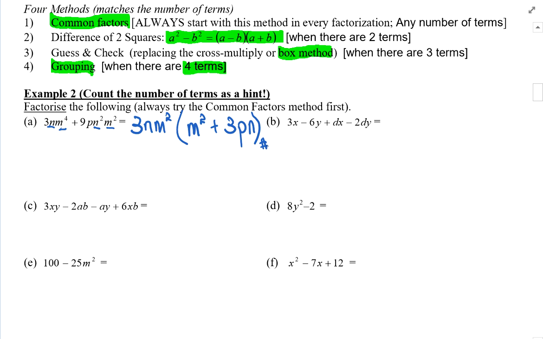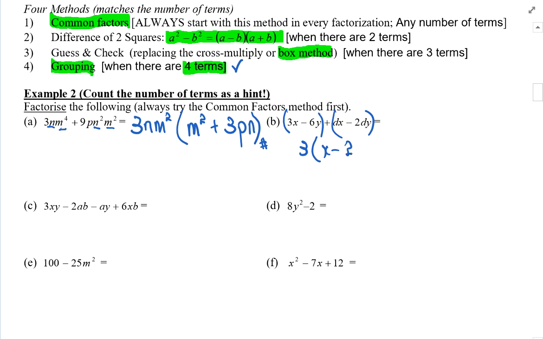Alright, take a look at B. One look across. Are there any numbers that are common? Please don't tell me 1. Alright, are there any letters that are common throughout? No. This is when we apply the 4th method, the grouping method, because there are exactly 4 terms. Let me write it in terms of a bracket for the first one and a bracket for the second one. What do you see in the first bracket? Number 3 is common.